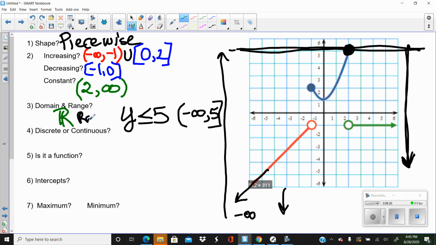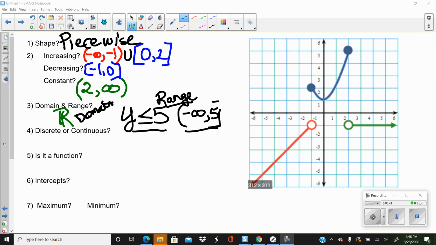Oops, excuse me, I'm getting ahead of myself. Here is our domain, and here is our range, in both inequality notation and interval notation.